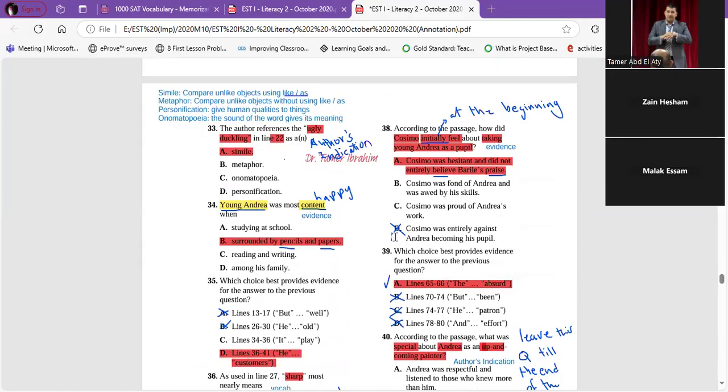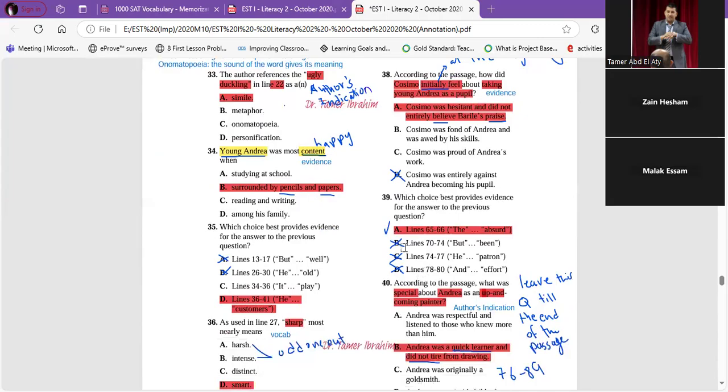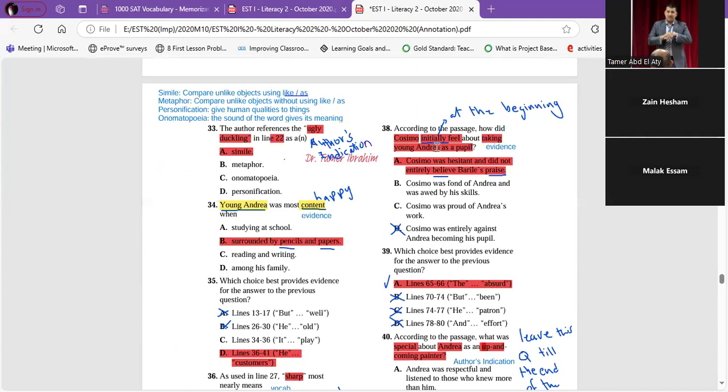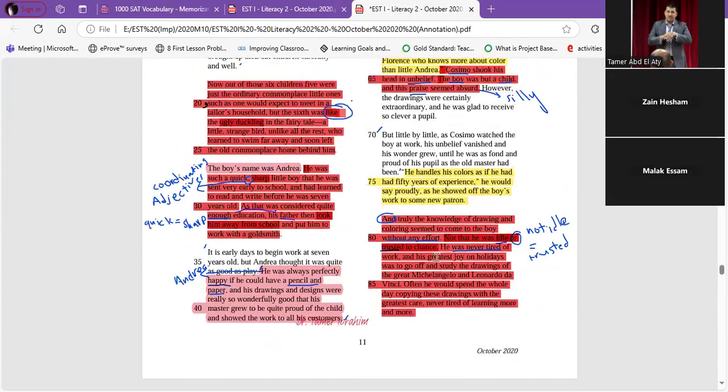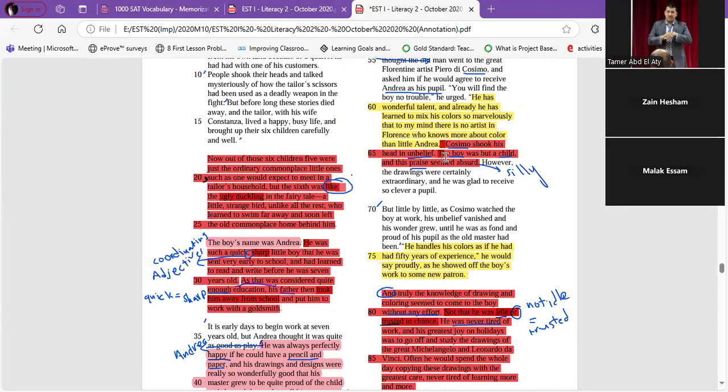38 and 39, Malak. Again, for the evidence, Malak. According to the passage, how did Cosmo initially, meaning in the beginning, take care of the adverb, in the beginning, feel about taking young Andrea as a pupil? I know that all the choices talk about Cosmo and Andrea, but I need initially, Malak, at the beginning. Let's look at the first one from 65 till 66, from that till absurd.